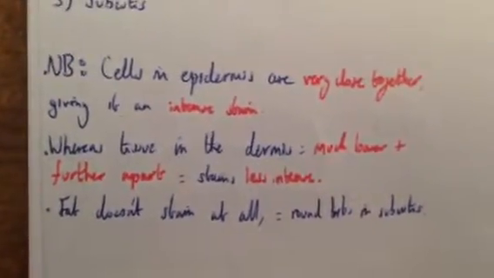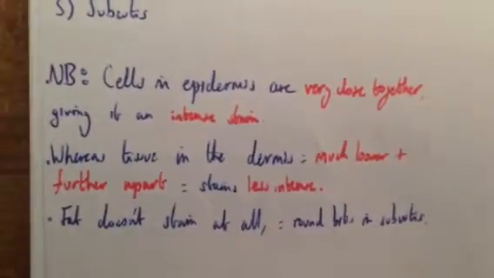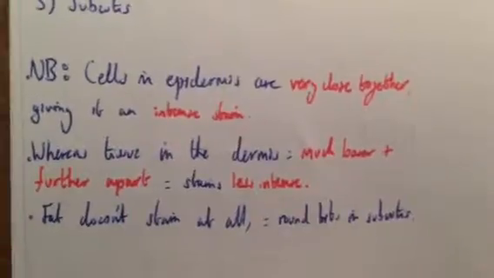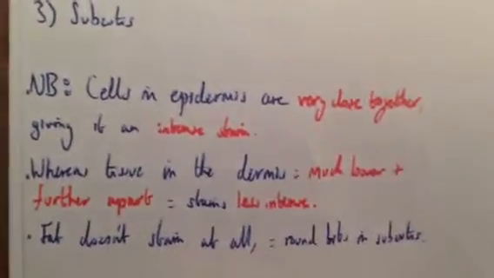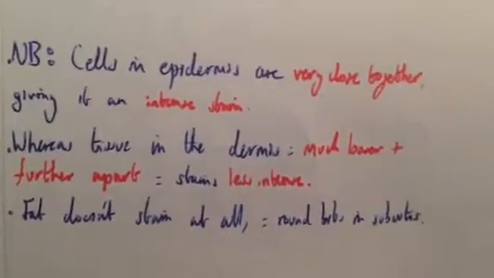Cells in the epidermis are very close together, giving it an intensive stain, whereas tissue in the dermis is much looser and further apart, so it stains less intensely.